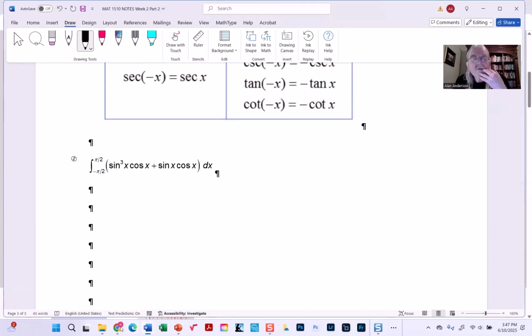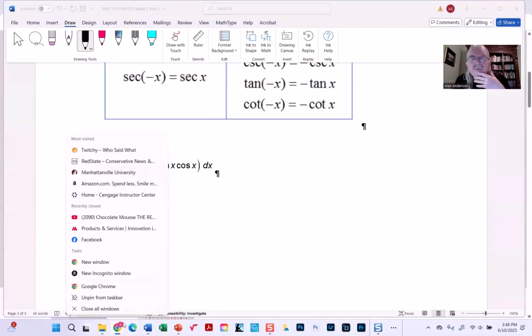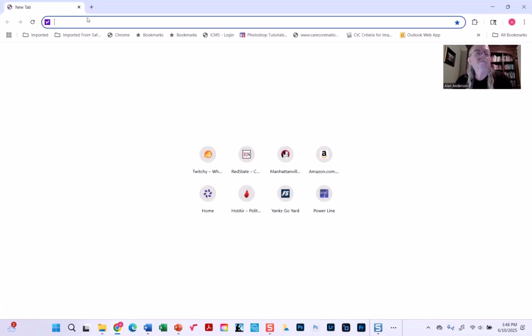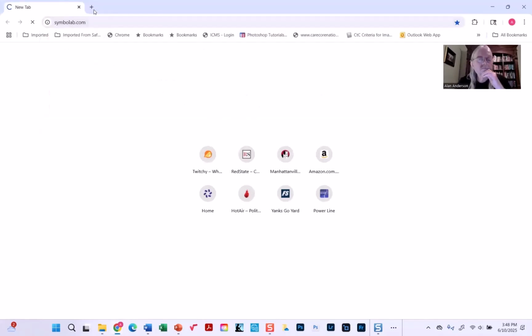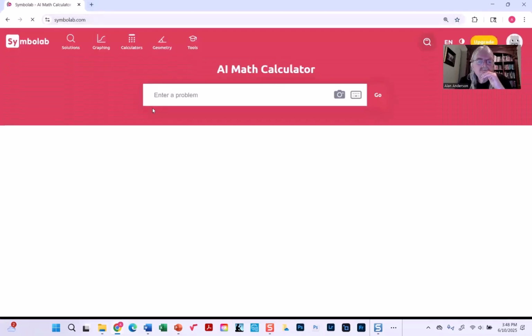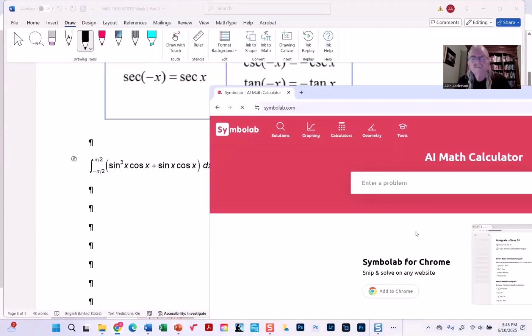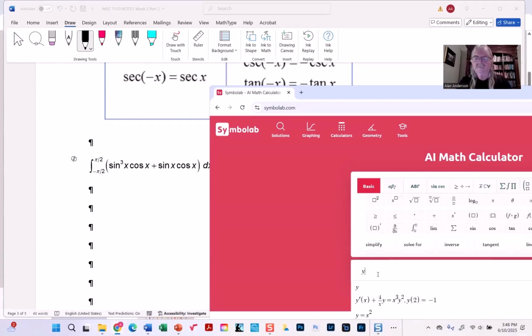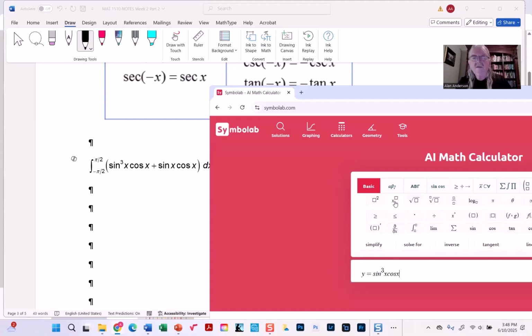Wow, this is a tricky function. I'll tell you what, why don't we draw a picture of it in Lab, just so we can visualize what's happening here. All right, look at this. Y equals sine cubed x cosine x plus sine x cosine x.